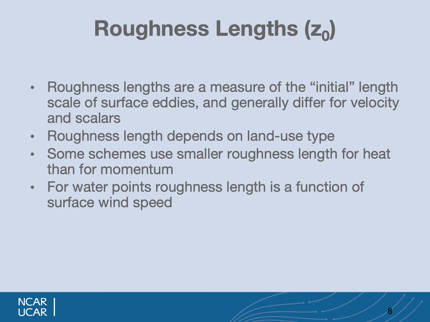Grassland may have a roughness length of about 1 centimeter. So it depends on the input land use category of the grid cell. It may also have a seasonal dependence, for example, cropland or even forests. Some schemes use smaller roughness lengths for heat than for momentum. That's called a thermal roughness length when the heat value differs from momentum.